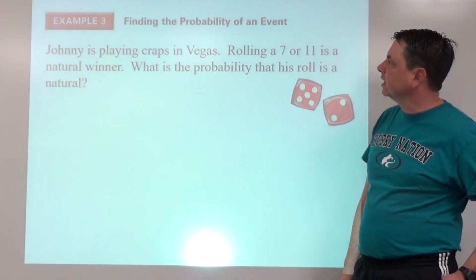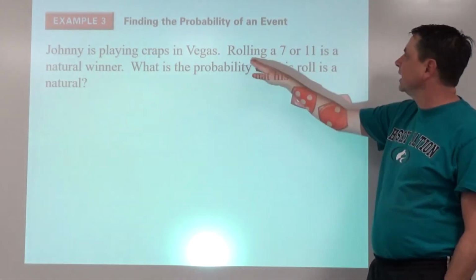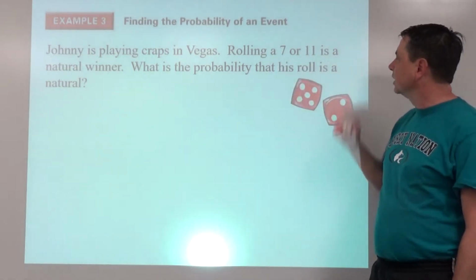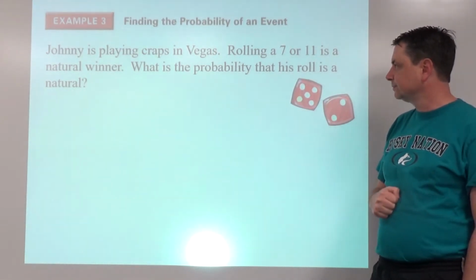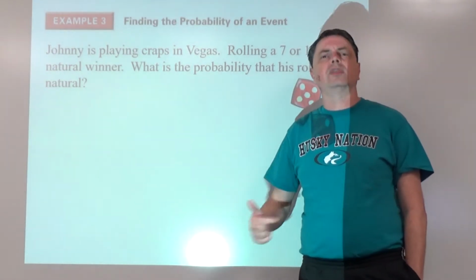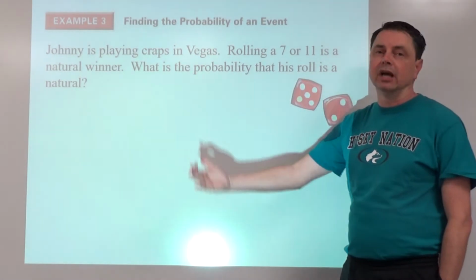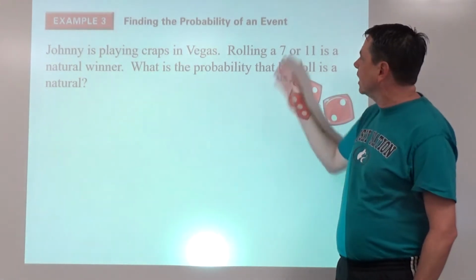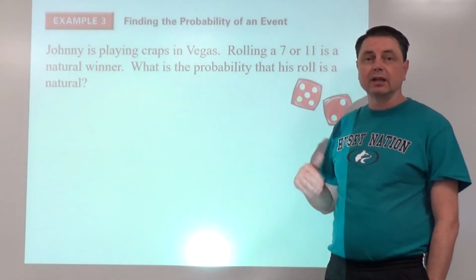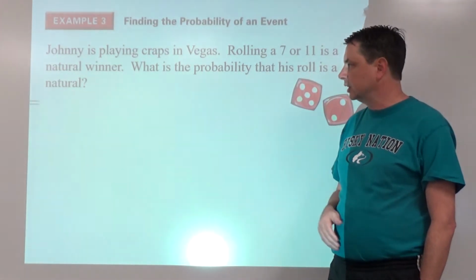Example number 3, find the probability of an event. Johnny is playing craps in Vegas. Rolling a 7 or 11 is called a natural winner. What is the probability that his roll is a natural? In these dice problems where there's 2 dice, I like to think about one die of one color and one die of another color. So if we look at how could we get a 7, maybe if we have a white and a red, a white 1 and a red 6, so that we get all of the possibilities.